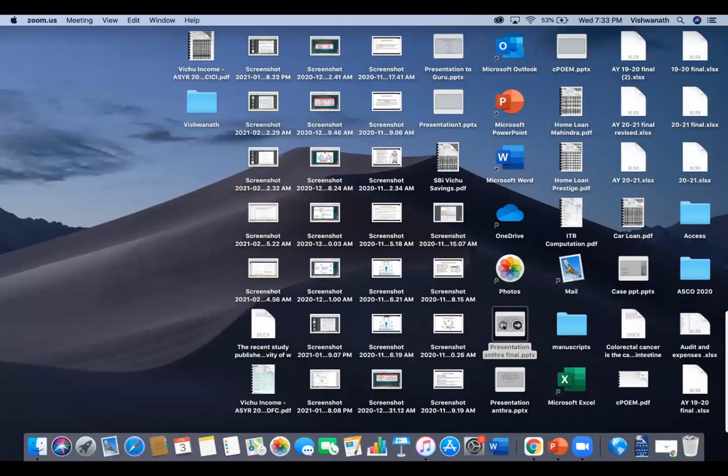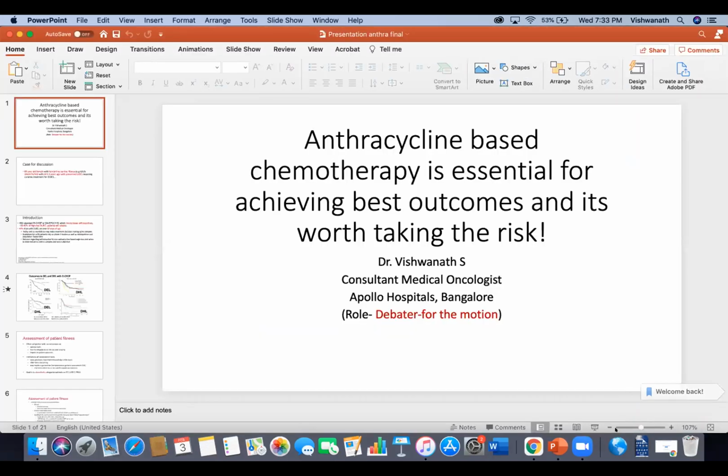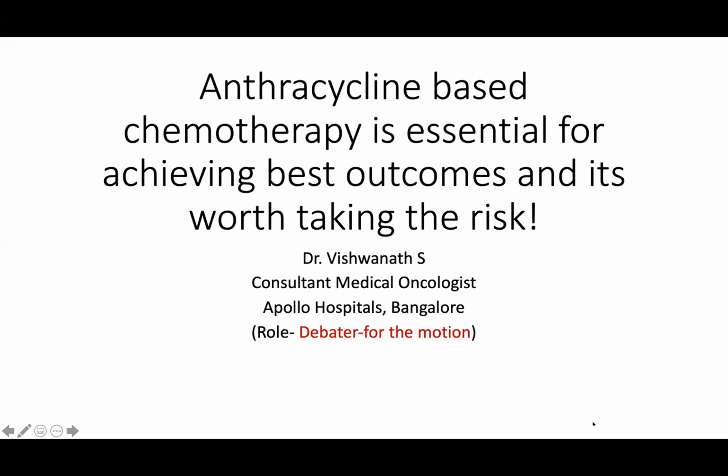We'll now move on to our debate. The premise of the debate is a 60-year-old female with borderline cardiac fitness requiring curative treatment for DLBCL. The first is the oncology debate: anthracycline-based chemotherapy is essential for achieving best outcomes, and it's worth taking the risk. Speaking for the motion is Dr. Vishwanath S, medical oncologist from Bangalore. Speaking against the motion is Dr. Venkatesh Ekbote, hematologist from Aurangabad. And our chairperson for the session is Dr. Menon, hemato-oncologist from Bangalore. So I request Dr. Vishwanath S, who will be speaking for the motion, to start. Over to you, sir.